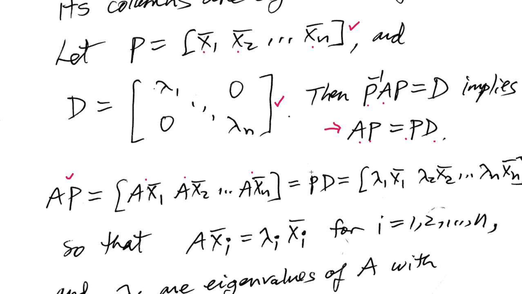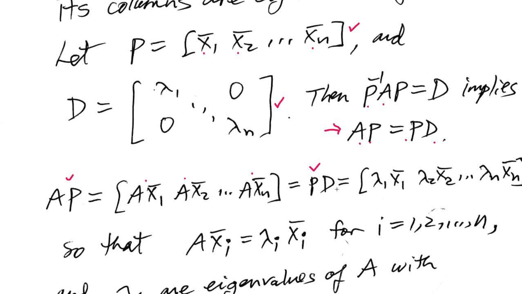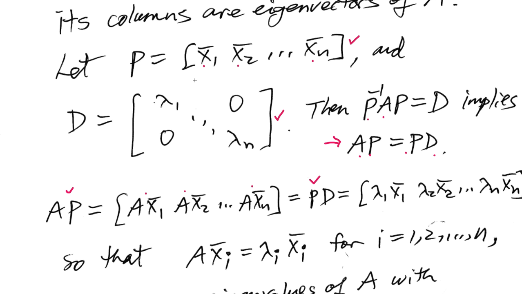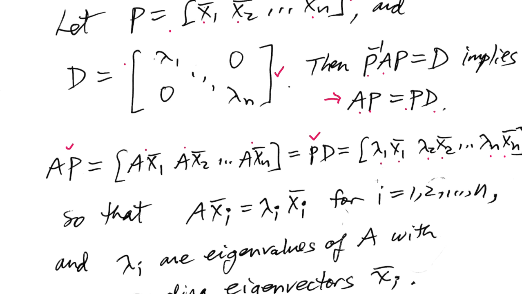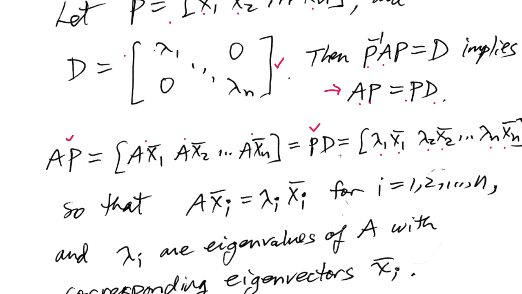Now, remember, AP is supposed to be equal to P times D. Well, P times D is pretty easy because I'm just multiplying P times this diagonal matrix. This could be an exercise for you, but you're going to get the first column being lambda 1 times the first column of P, and the second column of the product is going to be lambda 2 times the second column of P, and so forth all the way down to the n. And now, remember, these are both n by n matrices, and these are corresponding columns, so these could be equated. So this, for example, A times x sub 1 bar should be the same as what?